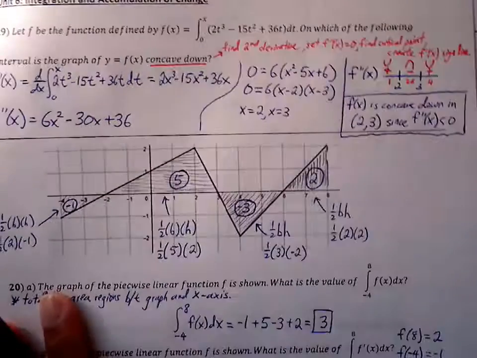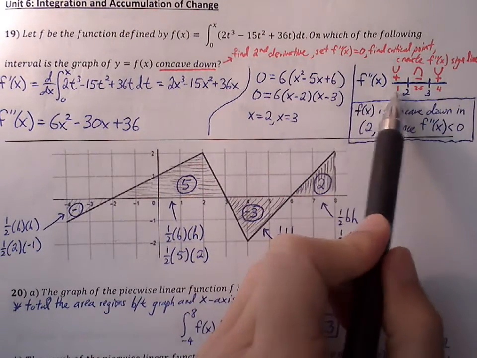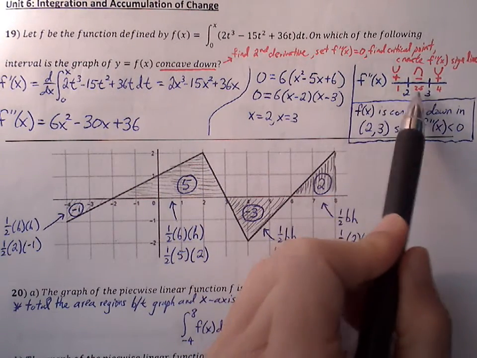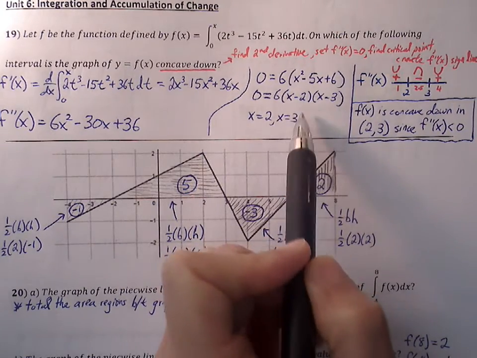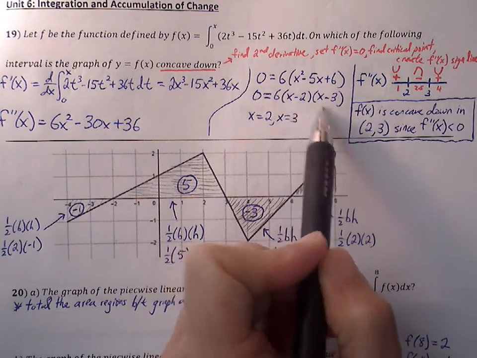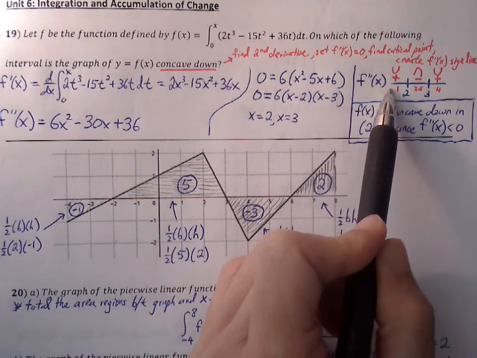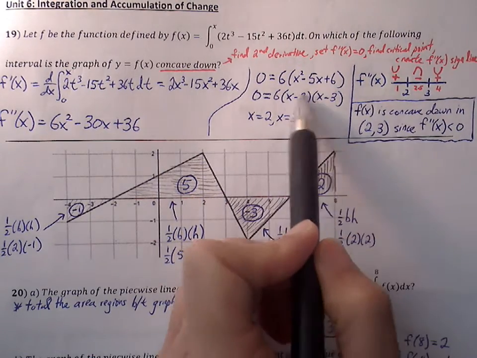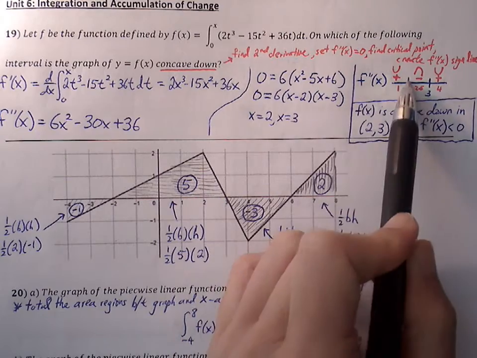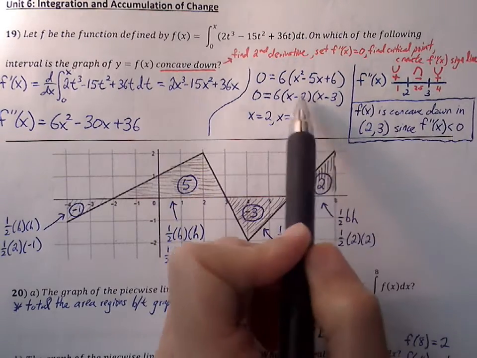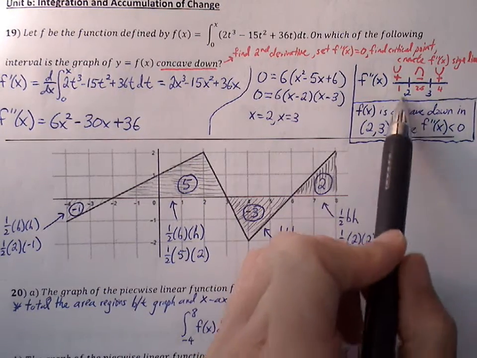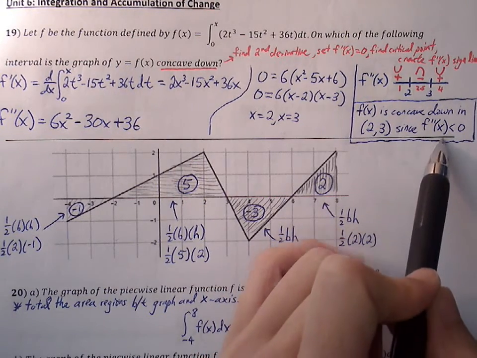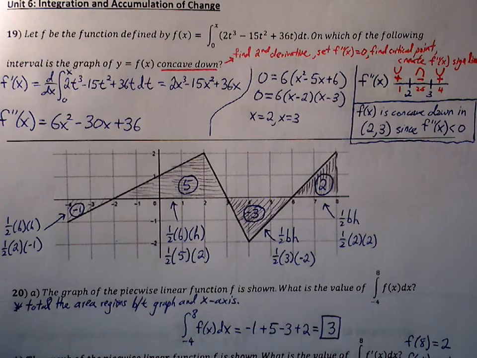We place 2 and 3 onto our concavity sign line. We test values in each of the intervals into the second derivative. So we get positive, which is concave up. Plug 2.5 in, we get negative, concave down. Plug 4 in, we get positive again, so concave up. Our function is concave down, therefore, from 2 to 3, since f double prime is less than 0.